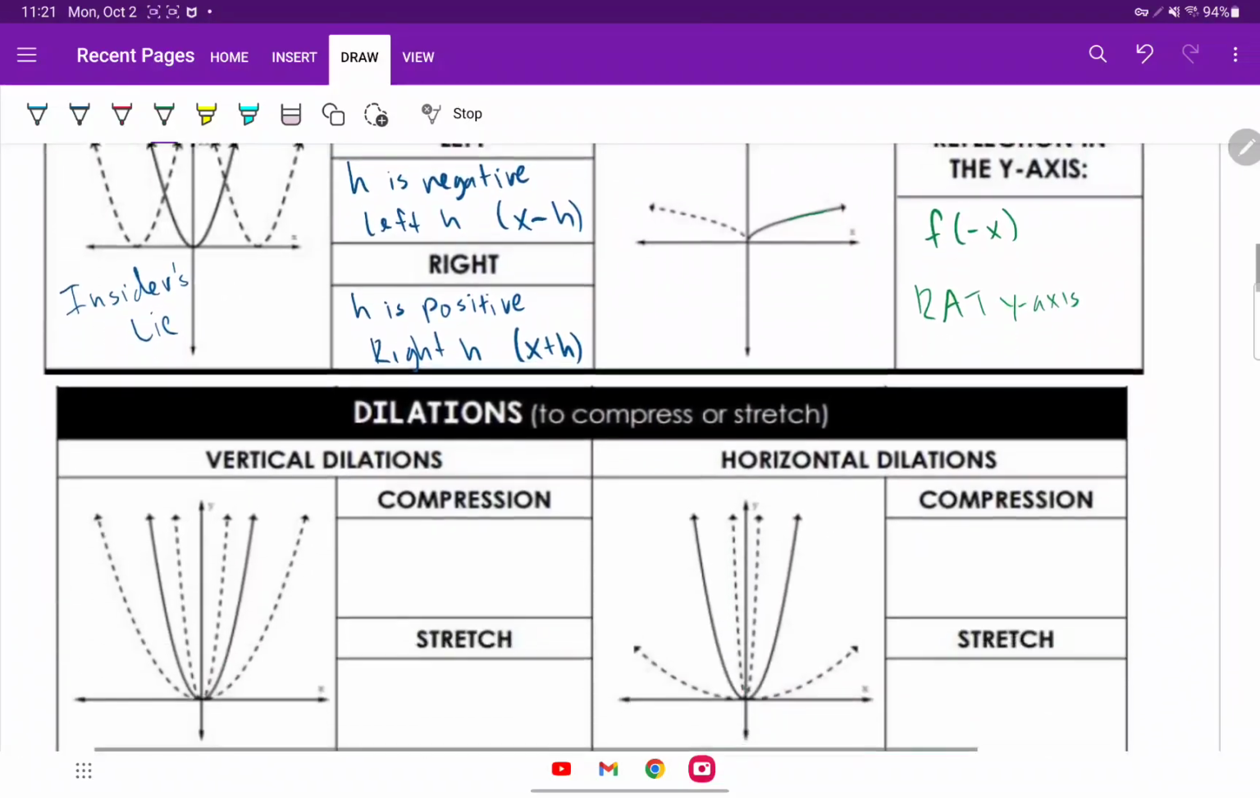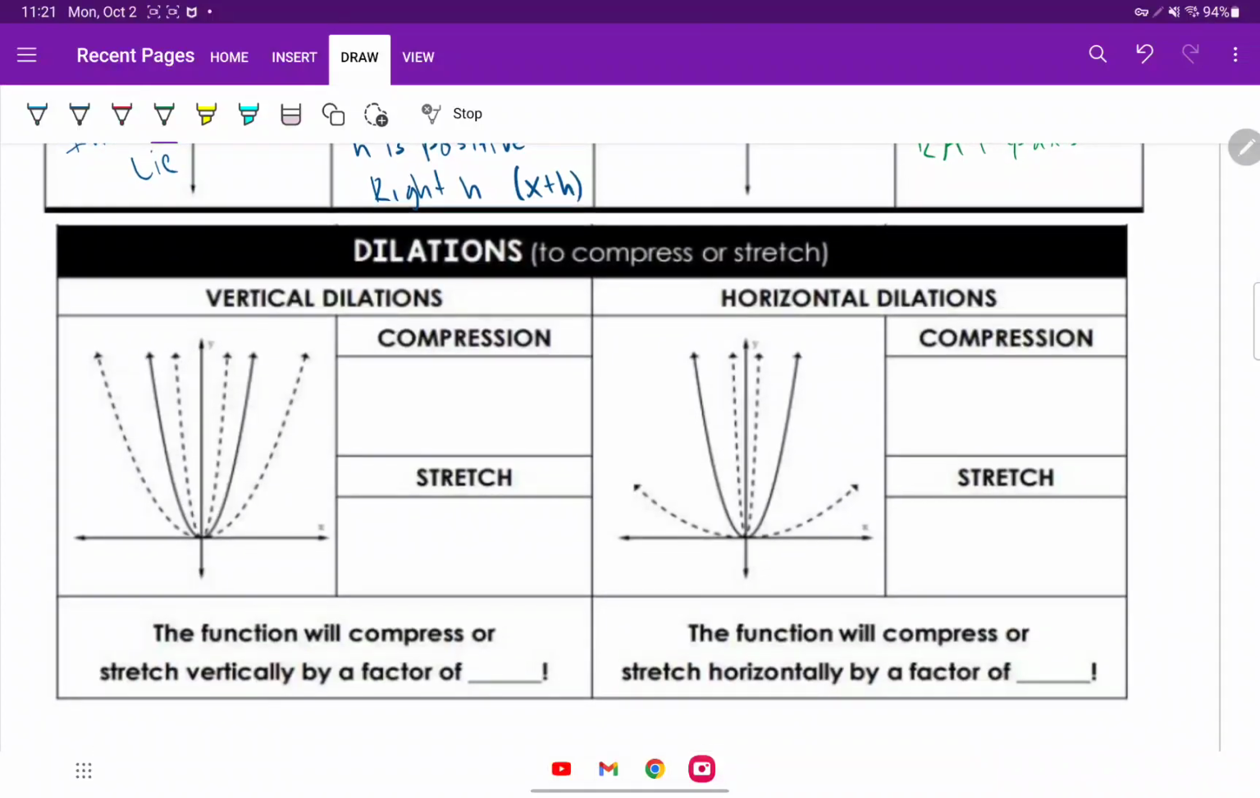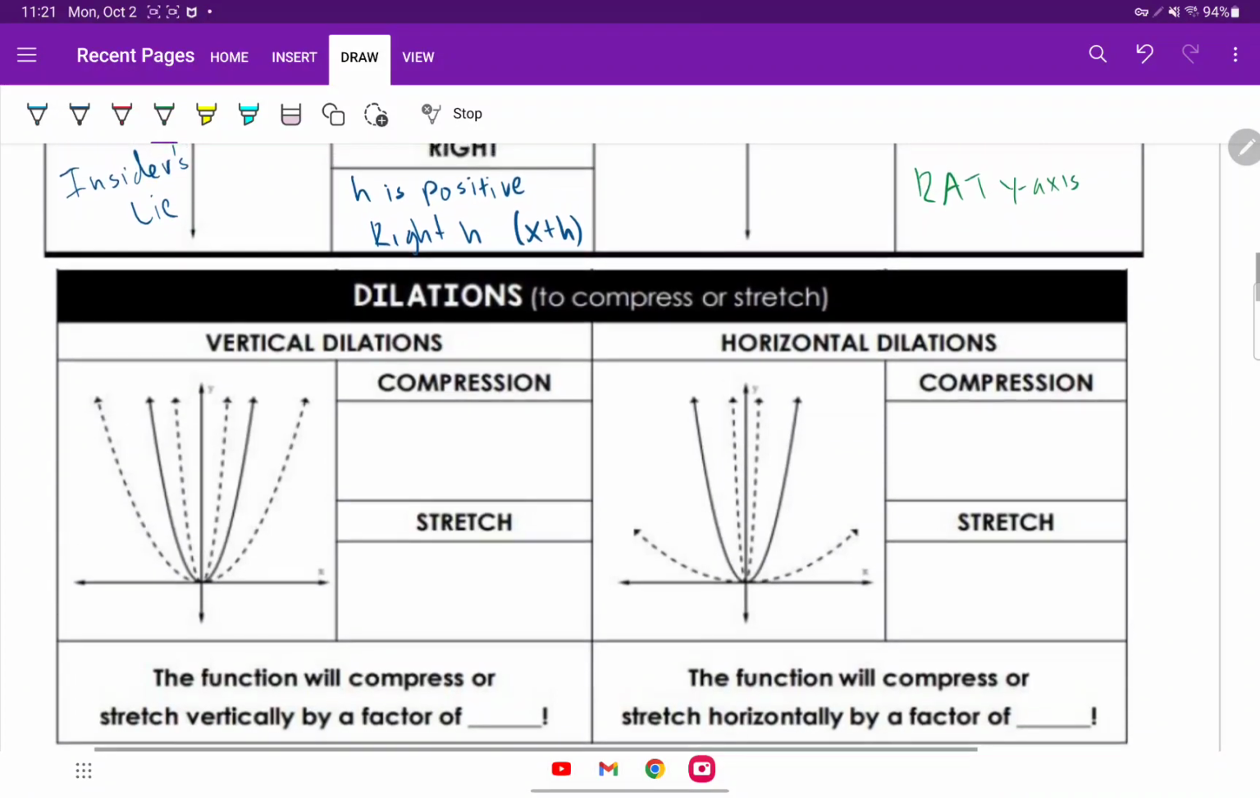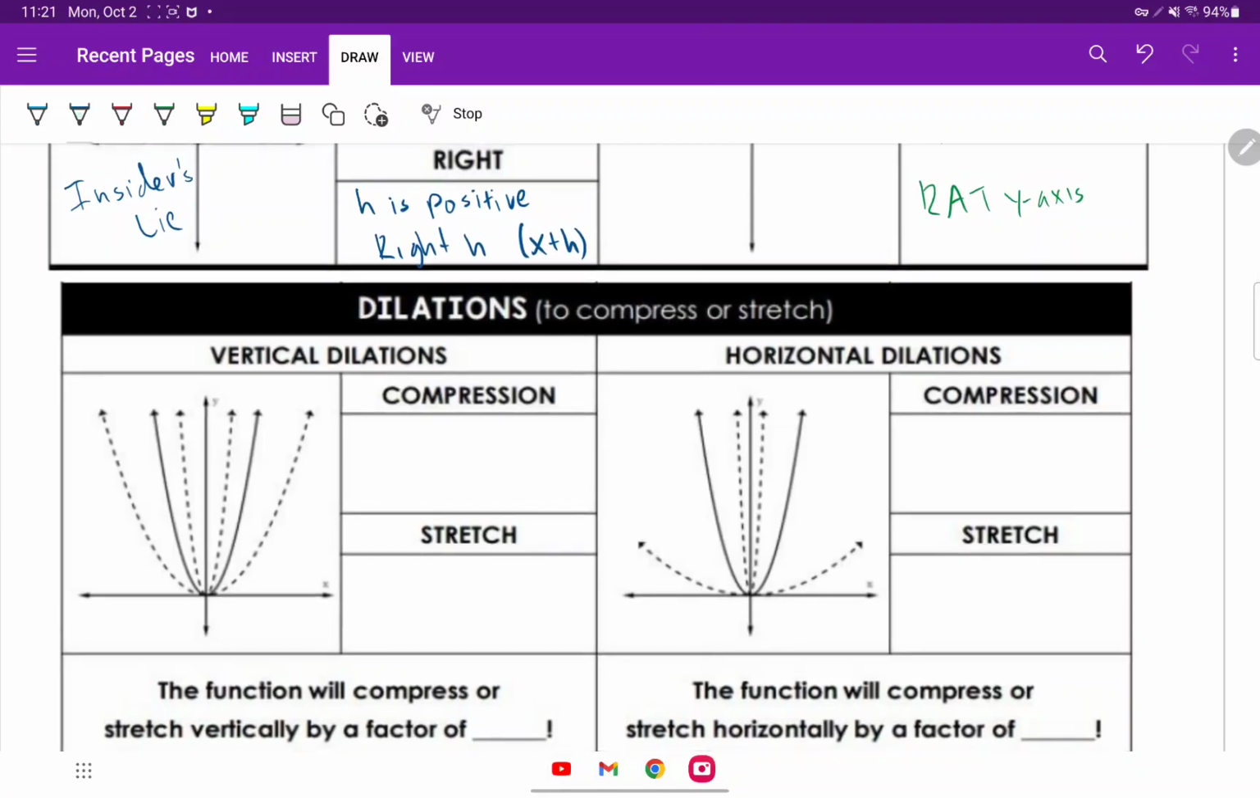All right, and our last types of transformations are our horizontal and vertical stretches and compressions. All right, so for our vertical dilations or transformations here, this is when that a value, we're talking about that a value in front of f of x. So that's this value right there. So when that a value is greater than 1, we get a vertical stretch by a.